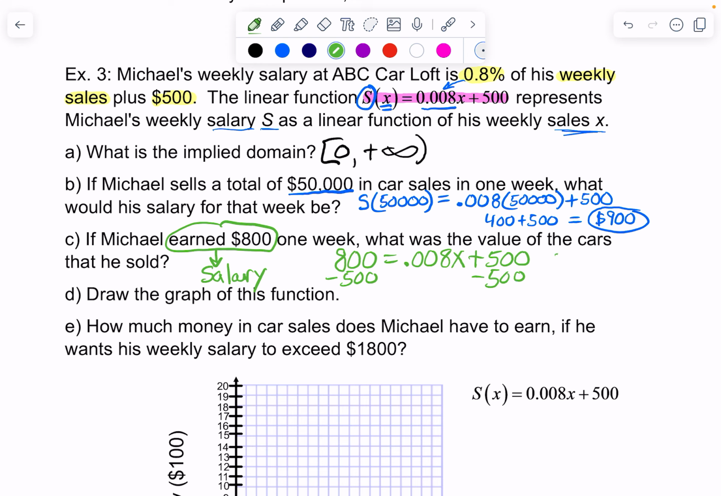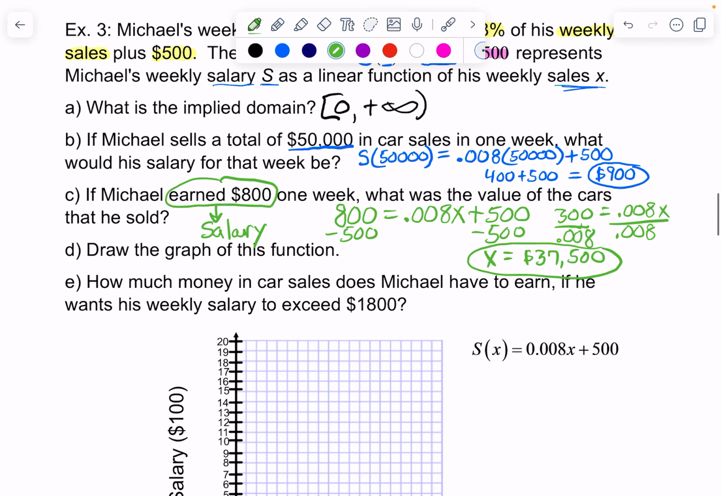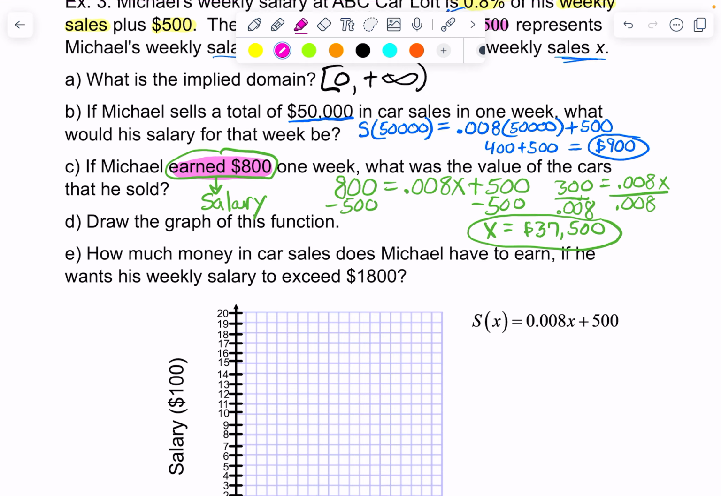Now we've got 300 equals 0.008x. We're going to go ahead and divide both sides by 0.008. And we're going to use our trusty calculator, and 300 divided by 0.008 will equal $37,500. And that's the amount of sales that Michael made the week that he earned $800 as a salary. Okay, let's go ahead and draw the graph of this function.